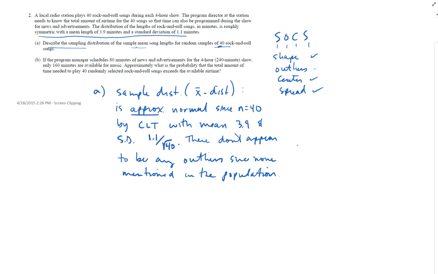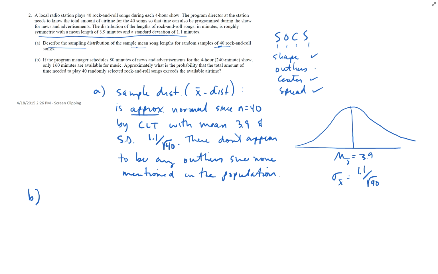By the way, it never ever hurts, and it can only get you points, if you do the picture as well. 3.9, standard deviation 1.1 divided by the square root of 40. Okay, and then B. If a program manager schedules 80 minutes of news and advertisements for the 4-hour show, only 160 minutes are available for music. Approximately, what's the probability that the total amount of time needed to play 40 songs exceeds the airtime?